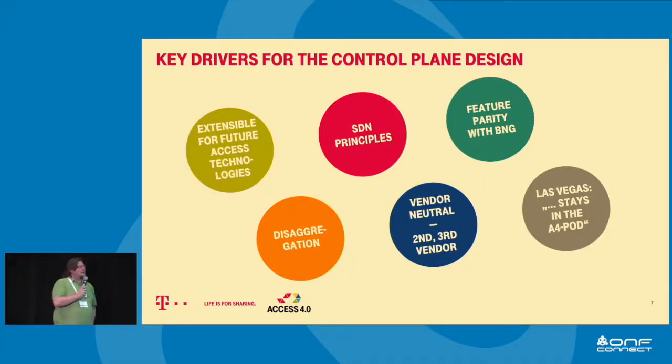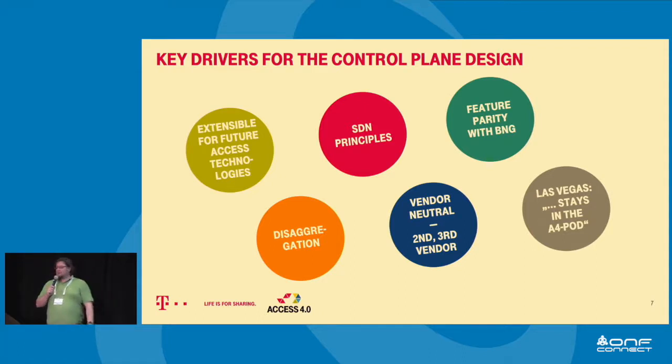So first of all, there were some principles that we used while we built the Access 4.0 project. And I mean, they are not necessarily new or anything special, but I felt like it's necessary to point them out because they actually did influence our design later on. So first thing is we want to be extensible for future access technologies. That basically means that we need to be able to accommodate different technology stacks into the system, and different technology stacks might come with different software control architectures.